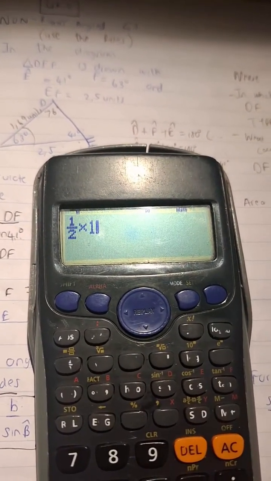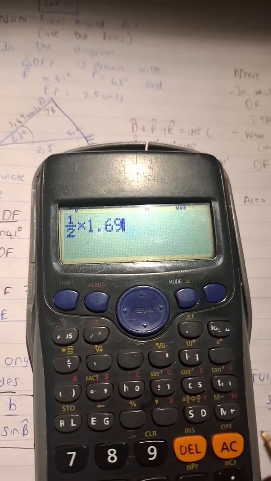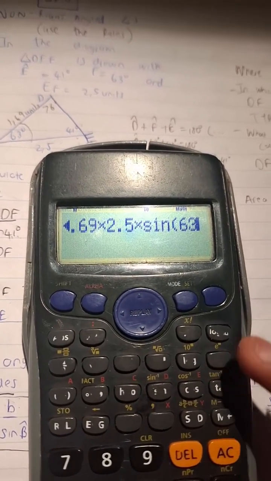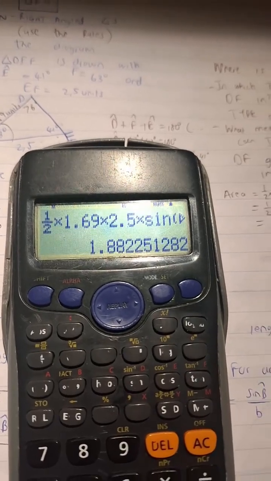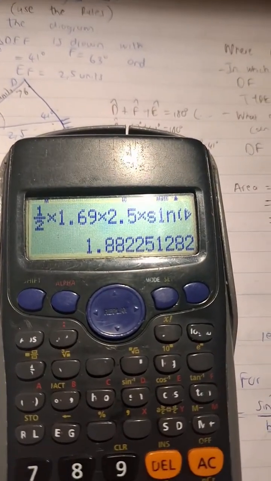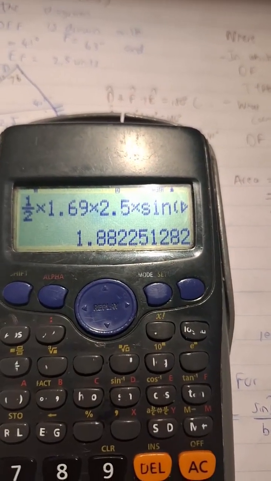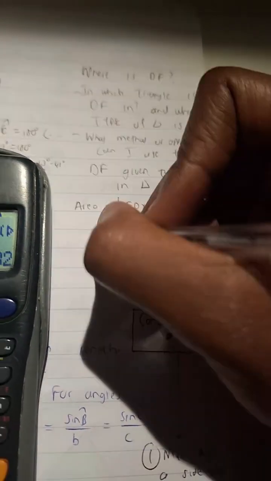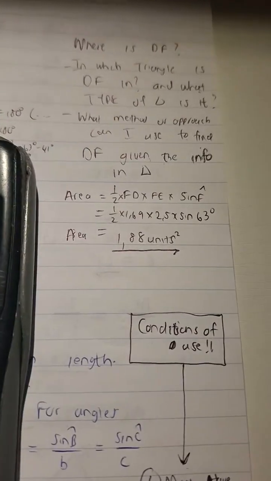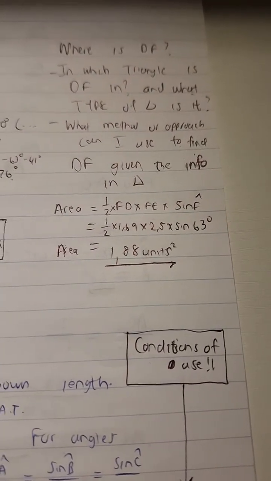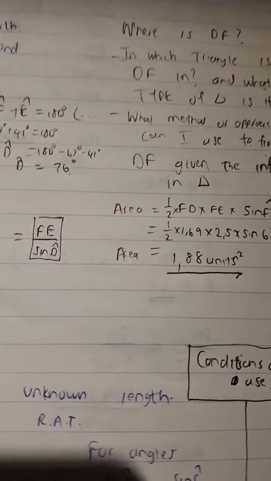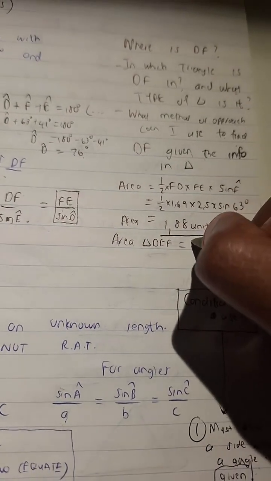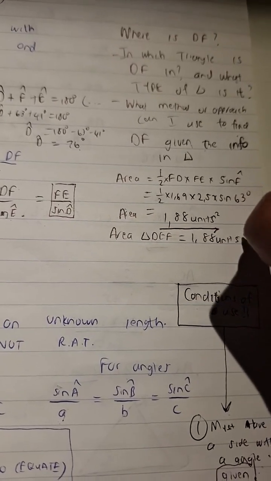All right, anyway, so half times 1,69 times 2,5 times sine 63. We close the brackets. We say equal. There it is, guys. 1,88. We round off to 2 decimal places. It's standard. 1,88 units squared. We square the units because we know we are dealing with who? Area. Eureka, area. Okay, so what did they say here? They want the area of triangle DF. We've just given it to them. Area of triangle DF is 1,88 units squared.